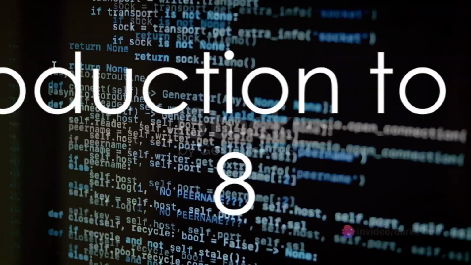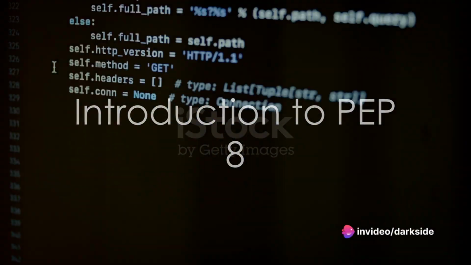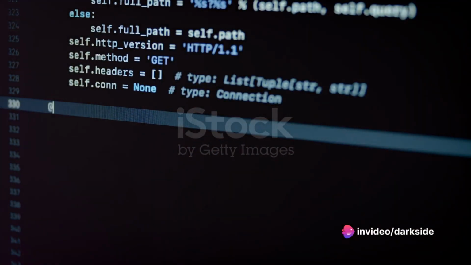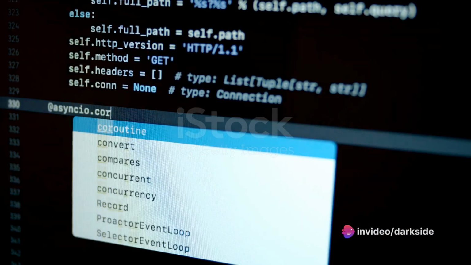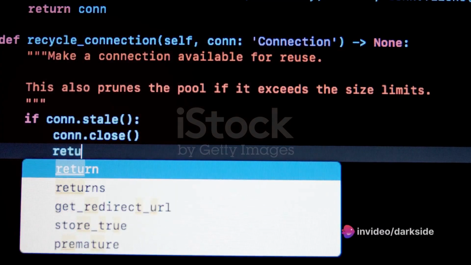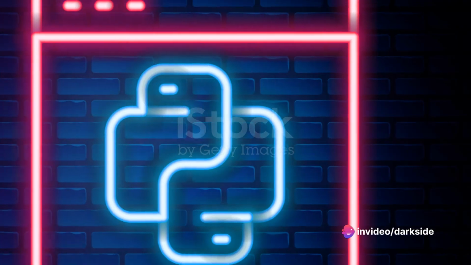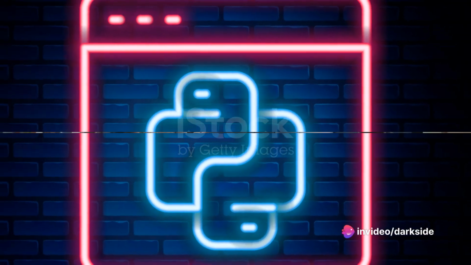Ever wondered what PEP 8 is and why it's so important? Well, you're about to find out. PEP 8 in the world of Python programming is like the rulebook for a game. It's the guide that shows you how to keep your code clean, readable, and consistent. But why does it matter and what exactly does it entail? Stick around as we delve into the nitty-gritty of PEP 8.